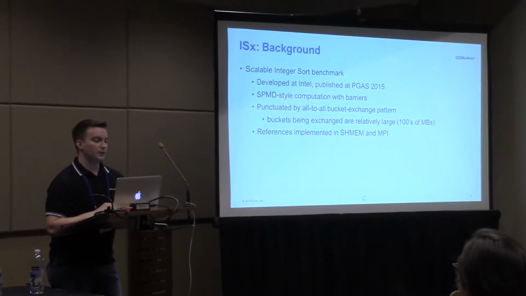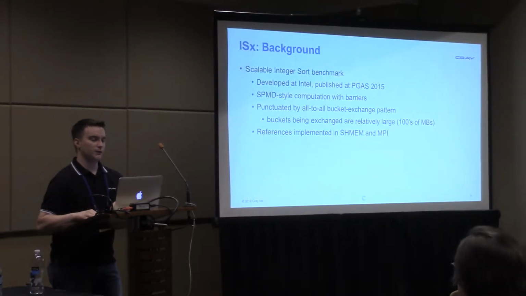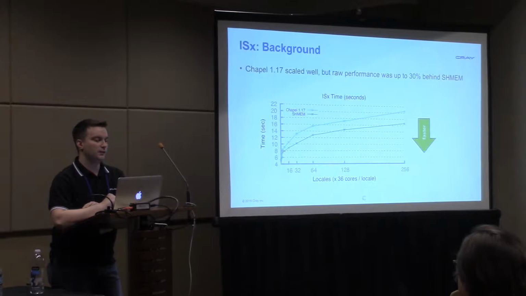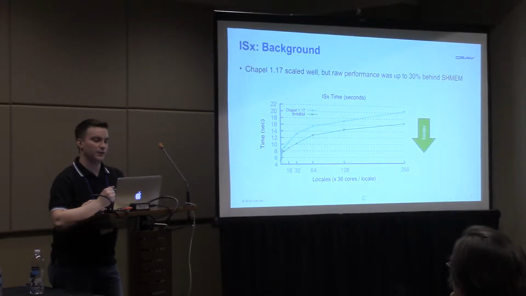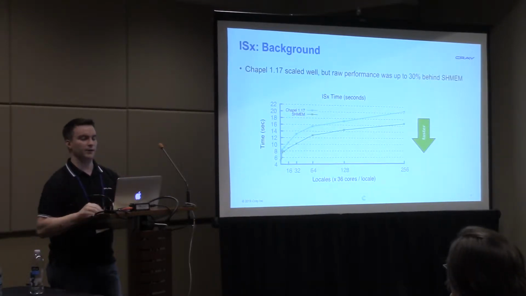We have reference versions in SHMEM and MPI. For these slides, we're going to see the SHMEM version because that's the one that performs the best. If we look back a year ago at 1.17, we see that Chapel 1.17 scaled pretty well, but raw performance was still around 30% off from SHMEM at 256 nodes here. This is a time graph, so lower is better. In green, again, we have the reference SHMEM version, and then in light blue, we have Chapel 1.17.